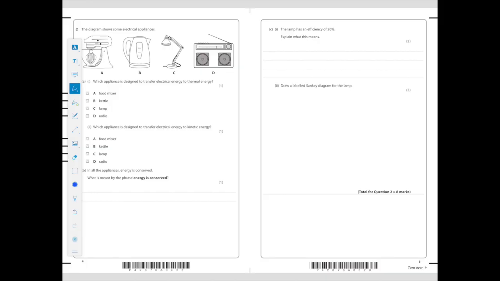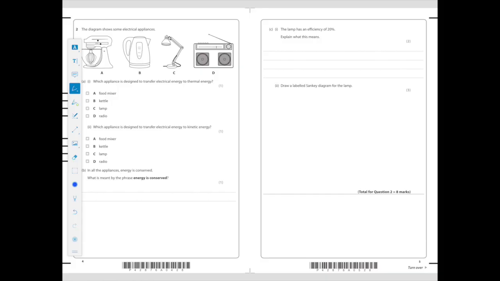The lamp has an efficiency of 20%. Explain what this means. And that means that 20% of the energy input has been transferred usefully. So in the case of a food mixer, 20% of the electrical energy in will have been converted to kinetic energy. Or you could have argued that 80% of the energy input has been wasted.